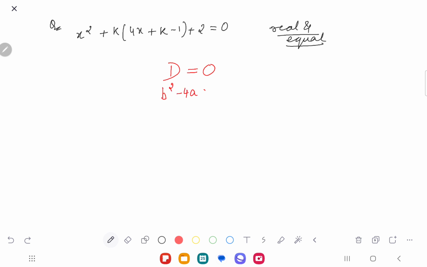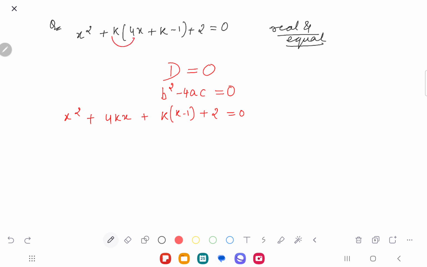What is the formula of discriminant? B square minus 4ac equals to 0. Correct. And now the challenge here is how are we supposed to identify the value of ABC? Because it doesn't seem to be a full-fledged quadratic equation, isn't it? So it is going to be what? It is going to be x square plus 4kx plus k times k minus 1 plus 2 equals to 0.